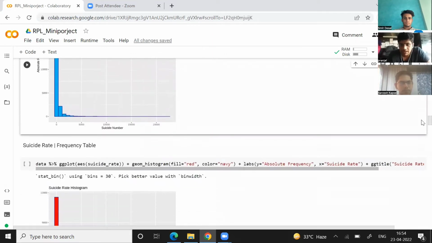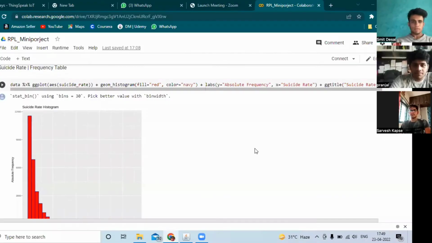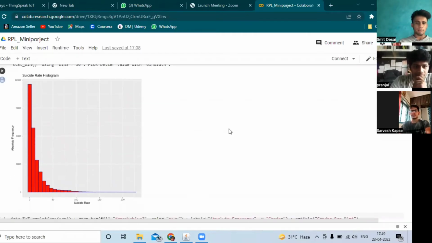The next part is explained by Smith. This plot shows the suicide rate histogram with frequency on the y-axis and suicide rate on the x-axis. Even in this plot, the distribution of the suicide rate variable seems to be extremely positively skewed to the right, with a spike at the first bin closest to the value 0 and has the highest frequency. Next graph.